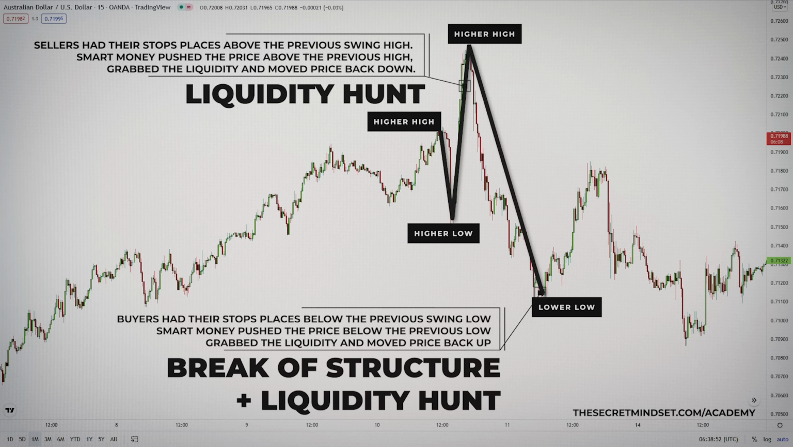I always like to see a clear rejection that leads to a structure breakout. And not only the previous higher high was broken, we also have a breakout of the previous lower high. Another liquidity hunt, because the price is then moved upwards toward the previous higher high. As a retail trader, it's very hard to make money in this context if you don't know what you are doing.